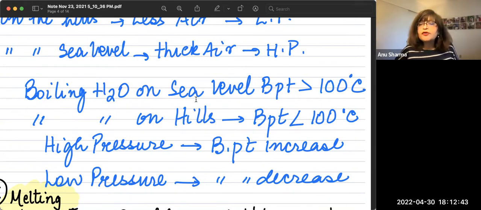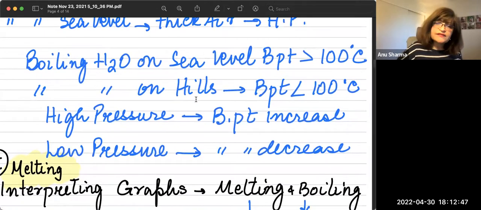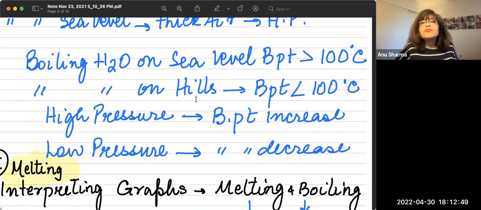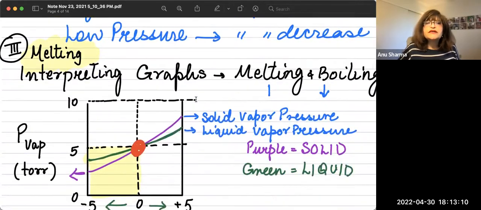So the boiling point of water is below 100 degrees Celsius on the hills. If you're boiling eggs, or trying to make tea, the water will boil at maybe around 70, 80 degrees Celsius. But at sea level, if you're trying to boil eggs, it may take like 104, 105 degrees Celsius to boil. So like that, okay? High pressure, boiling point increases; low pressure, boiling point decreases.